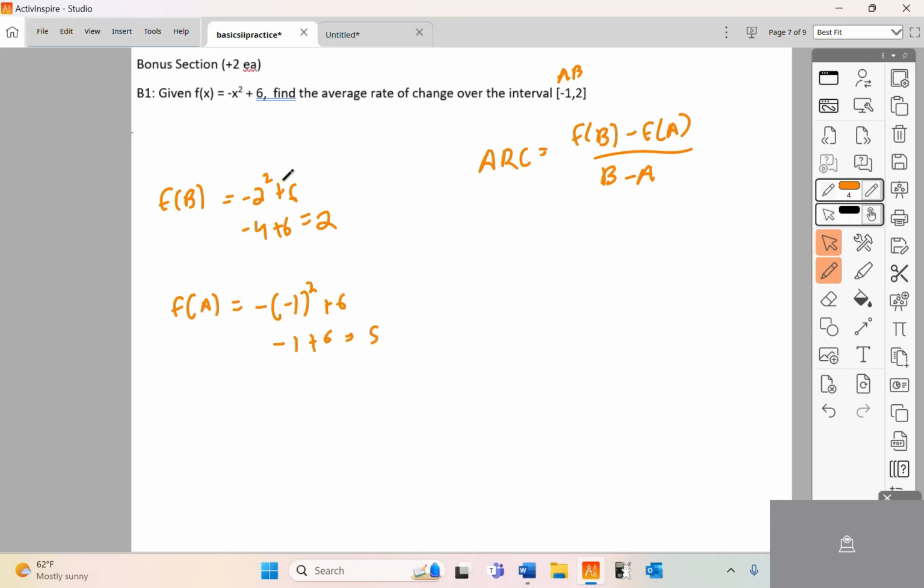Then I just plug this into this little formula. So I'm going to have 2, looks like take away 5 in the numerator. The bottom is 2 take away a negative 1. 2 minus 5 is negative 3, sitting over 3, negative 1, final answer.